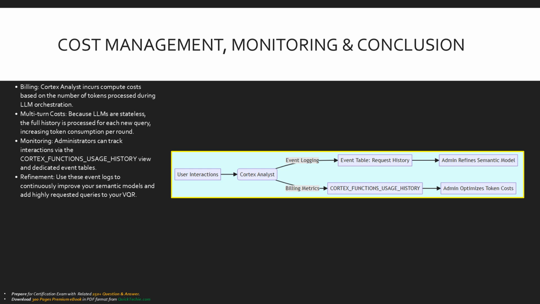Finally, as senior architects, we must manage costs and observability. Cortex Analyst incurs compute costs based strictly on the number of tokens processed during the orchestration and SQL generation phases. It is important to note that during multi-turn conversations, LLMs do not store state. Therefore, the full conversation history is processed with each new question, meaning token consumption slightly increases with each conversational round. To maintain total visibility, administrators can query the Cortex function's usage history view to track credit consumption.